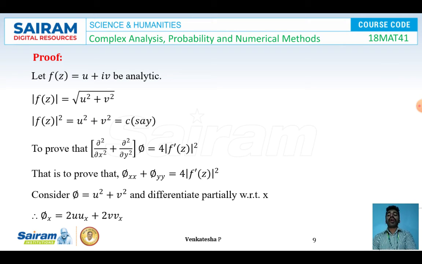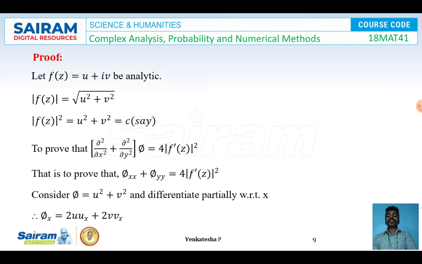Now I'm going to assume that this u² + v² is equal to some function π, and I'm going to prove that (∂²/∂x² + ∂²/∂y²) of π, I mean in the place of mod f(z) whole squared I'm going to replace π. So I need to prove that ∂²π/∂x² + ∂²π/∂y² is equal to 4 times f'(z) whole squared.